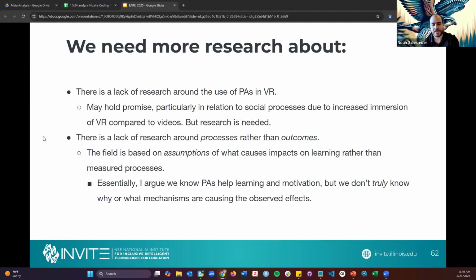So essentially, my argument that I want to make is we know agents can help learning. We know agents can help motivation, but we have absolutely no idea what mechanisms are making that change happen other than high-level assumptions that it's something to do with social cues. So that's kind of the message that I want to leave you with.